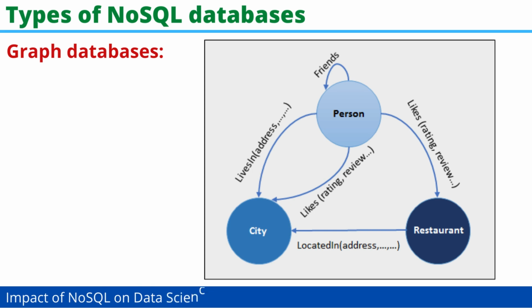For example, you can see the flow in a graph database. Here we have considered person, city, restaurant. Let us see the relationship. A person has any number of friends, friends are repeated. Then a person lives in a particular city, address. Then a person likes a city, with rating and review. Then a person likes a restaurant, and rating and review will be given. The restaurant is located in which place, address we have to provide, like that. This is the interaction or flow among person, city, restaurant. This is one of the examples of a graph database.